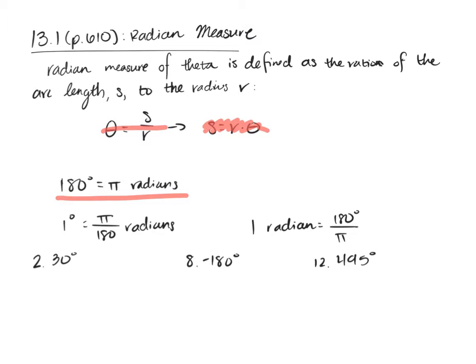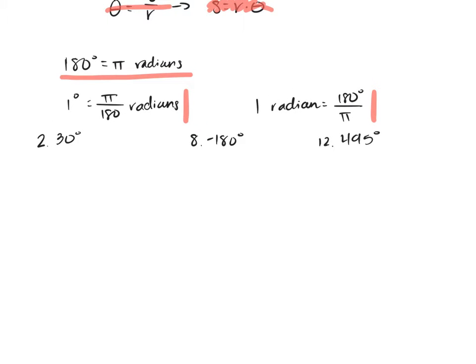So pi is equal to 180 degrees, and then we can rearrange that to solve for 1 degree is equal to pi over 180, and 1 radian is equal to 180 over pi. We're going to use those to help us convert degrees to radians for the first part of the lesson. In number 2, we are given 30 degrees and we want to convert this to radians. So we're going to use that first conversion because 1 degree is pi over 180 radians. So we're going to multiply by pi over 180. We can simplify. 30 goes into 180 6 times. So we get pi over 6.